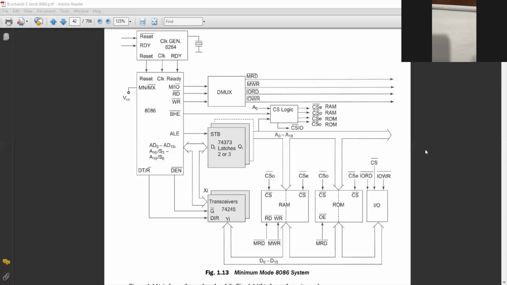So at the time of a write operation, DT/R bar should be high, and at the time of a read operation, this pin should be low. Whether the transceiver works in transmission mode or receiving mode is decided by DT/R bar.